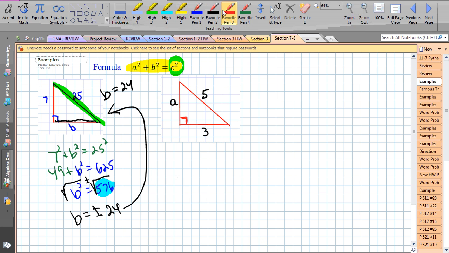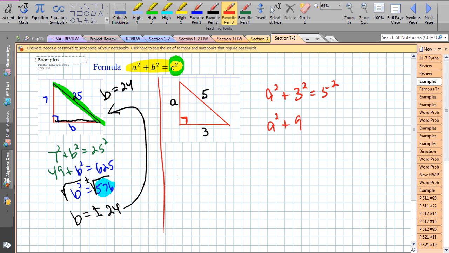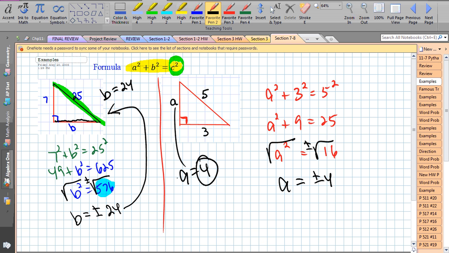So let's try this other problem in here. I have a squared plus 3 squared equals 5 squared. So I got a squared plus 9 equals 25. A squared equals 16. Once again, I don't want a squared, I want a. So I need to square root both sides. So a equals, ooh, this is plus and minus 4. But in the context of this picture, a can only be positive.